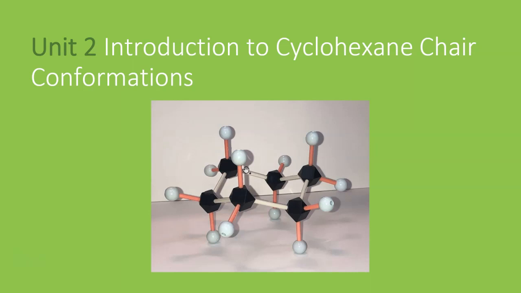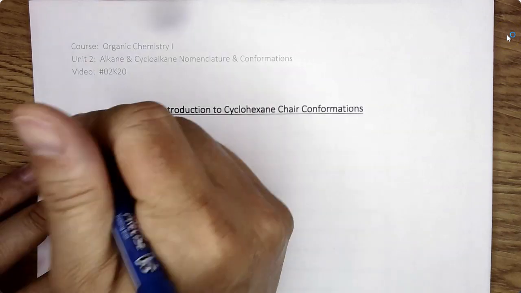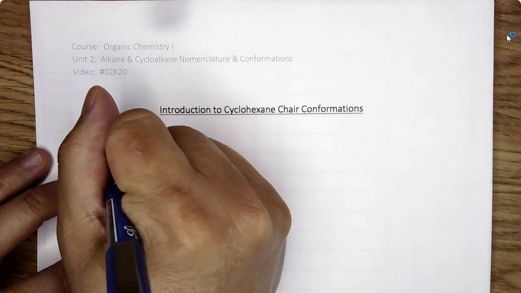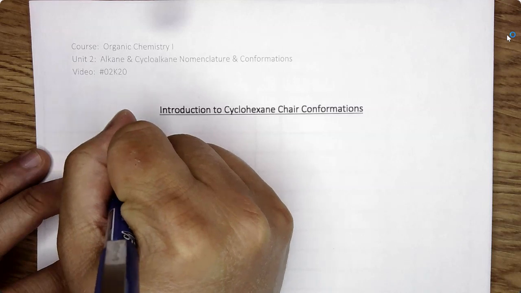to explain why cyclohexane does not exist as a flat molecule. So cyclohexane is a 6-carbon ring, and the easiest way to draw that on paper is a hexagon. Here's the line structure for cyclohexane.